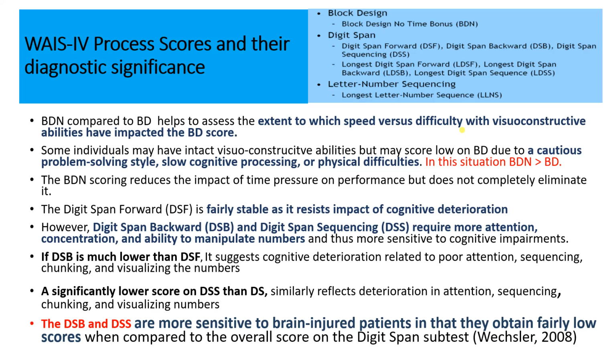In the next lecture, I will present the clinical significance of the scatter or difference between the various subscale scores. For example, the difference in verbal comprehension index and perceptual reasoning index and their clinical significance, as well as the diagnostic indicators based on WAIS-IV scores for various clinical conditions. Largely, I will focus on brain damage patients and learning disability.